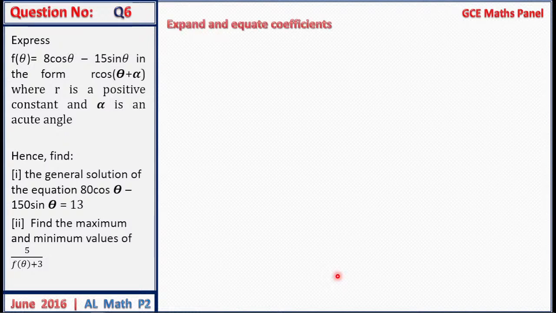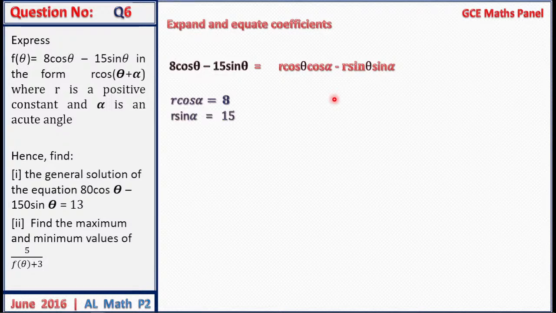So first of all, we expand and equate the coefficients. So r cos(theta plus alpha), when we expand, should be equal to 8 cos theta minus 15 sin theta. So when we expand, we have r cos theta cos alpha minus r sin theta sin alpha. Note that cos(theta plus alpha) is cos theta cos alpha minus sin theta sin alpha. With cos, when you have plus here, when you expand, you should have minus. And if it is minus, when you expand, you should have plus, don't forget. And since the r is outside, it applies to both terms.